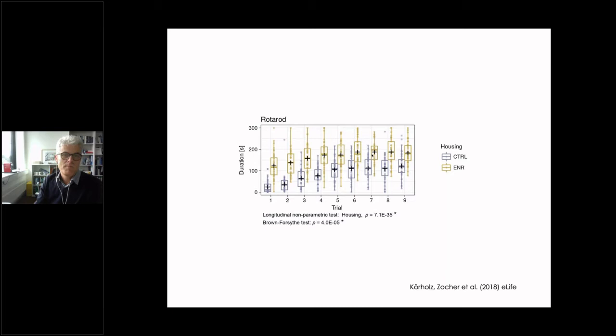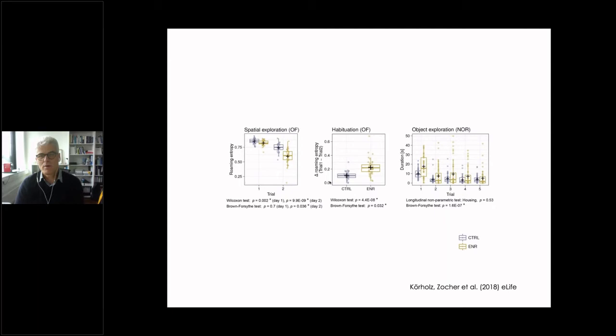And this is what the Brown-Forsythe test means. It's a statistic of the variance, and you compare the variances. And that's also statistically significant here. So that means that there is an effect on the mean and on the variance. And that was one of our initial observations that we made many years ago, serendipitously in experiments, where we said, oh, could it be that animals that are exposed to an enriched environment become more different? And yeah, if you look at different parameters, you can see that this is the case. Here is, for example, spatial exploration.